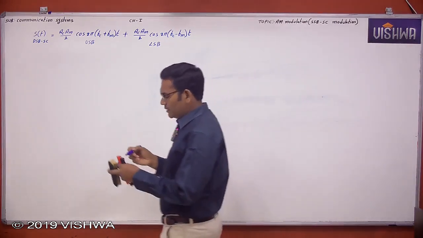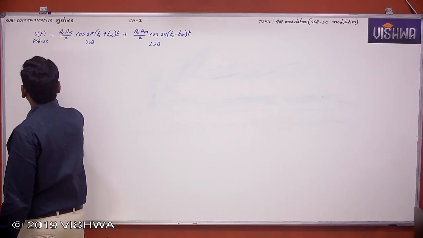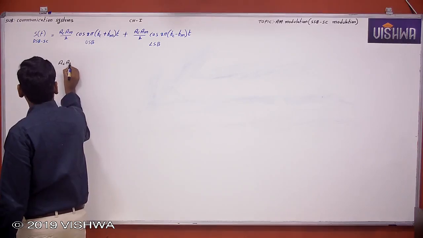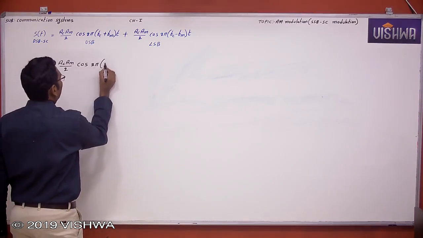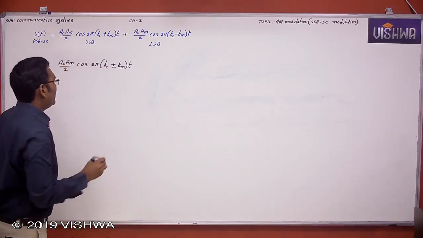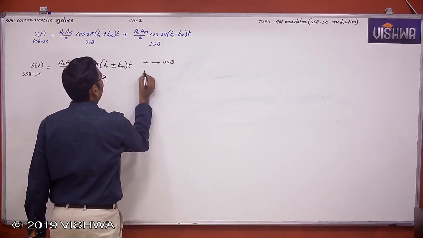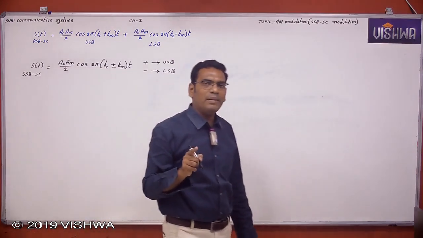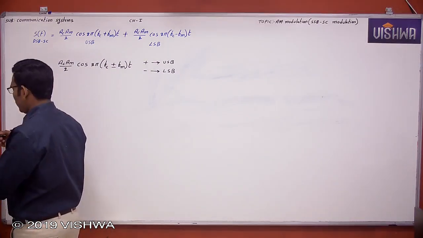But what is our equation? Our equation is single sideband suppressed carrier. S(t) of single sideband suppressed carrier is equal to Ac Am by 2 into cos 2 pi (fc plus or minus fm) t, where the plus represents SSB-SC with upper sideband and the minus represents SSB-SC with lower sideband, whether upper sideband or lower sideband, not and/or.